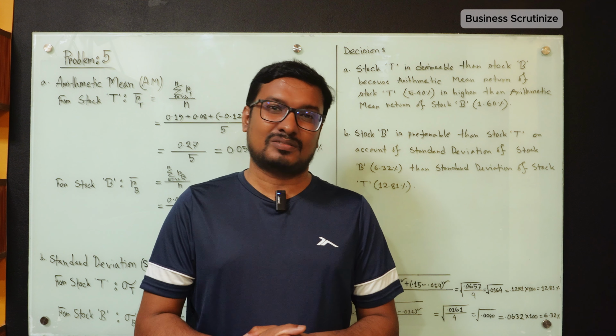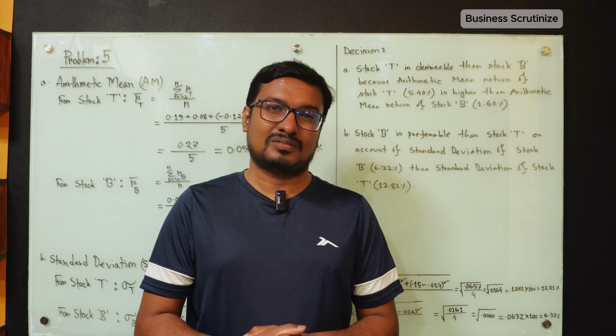And also we have to make some decisions on how we can choose the preferable stock between stock T and B. So initially we write requirement number 1, where we have to compute the arithmetic mean. Arithmetic mean is also called shortly AM. For the first stock, stock T, we can write R bar T, which is the symbolic form of the arithmetic mean.